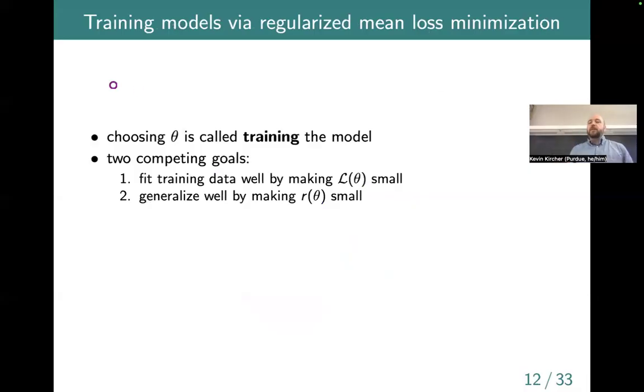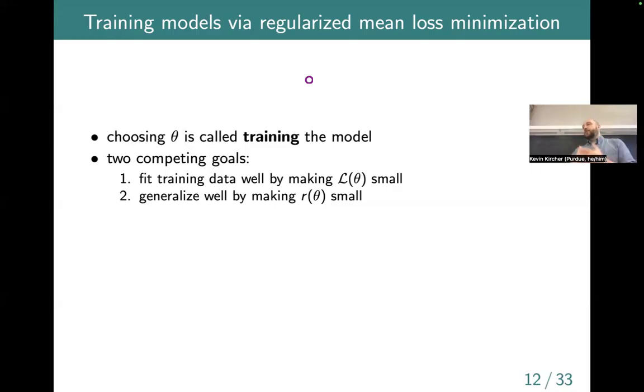Okay, so with all of that under our belts, how do we actually choose this parameter vector theta? To do this, we want to solve an optimization problem. We're in the optimization unit of this class, so you could probably tell that that was going to come up. And we do it via what's called regularized mean loss minimization. This is sometimes called empirical risk minimization. But basically, we form the mean loss function, and then we want to minimize it with some additional regularization. So there are two competing goals.